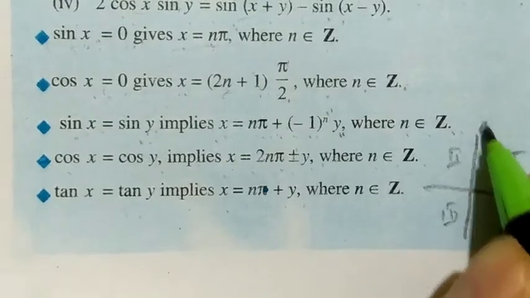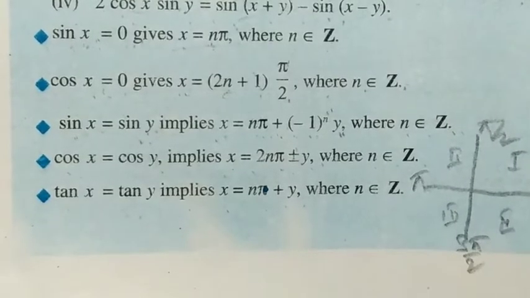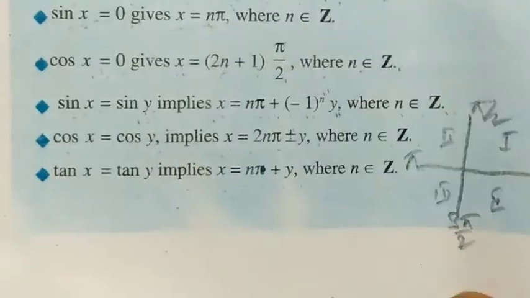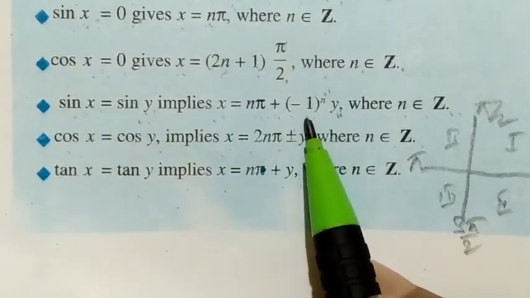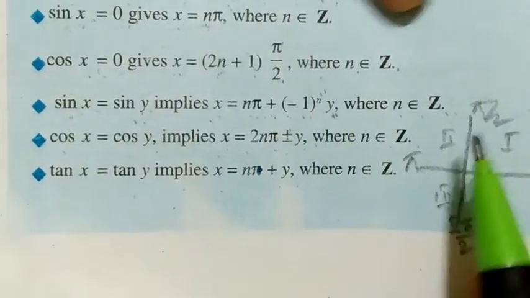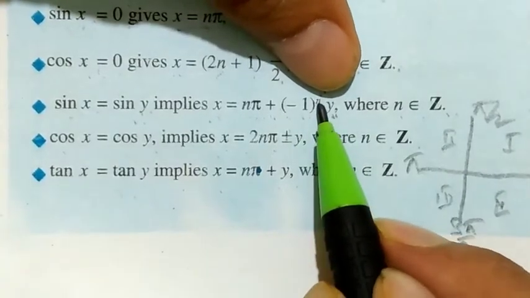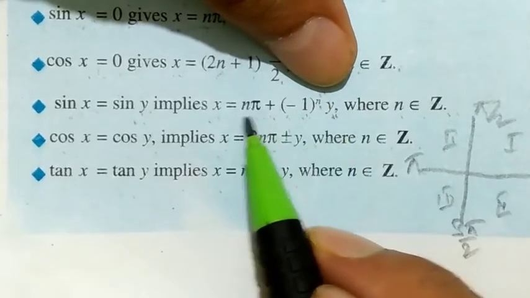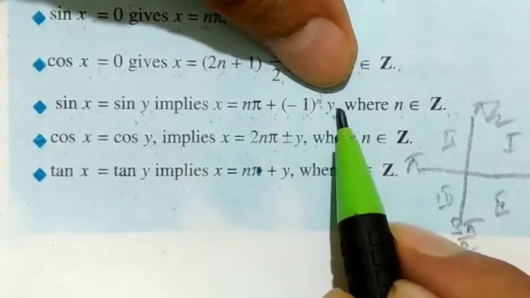This is 0, pi by 2, pi, 3 pi by 2, this is 2 pi. Now sin x equals sin y, so x equals n pi plus minus 1 power n y. Why does it come? Just say if n is odd, minus 1 power odd will be negative. So n pi plus or minus y means n pi minus y.